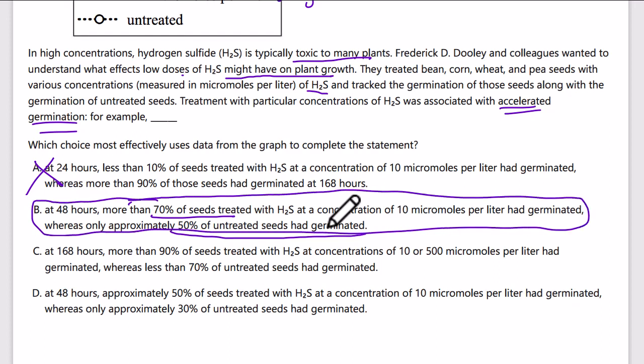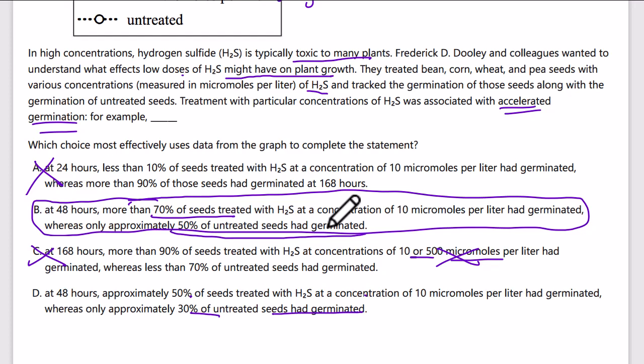Let's check C and D. C: at 168 hours, more than 90% of seeds treated with hydrogen sulfide at 10 or 500 micromoles per liter had germinated. No, that would be our toxic case. That's not what we're trying to prove. D: at 48 hours, approximately 50% of seeds treated with hydrogen sulfide at a concentration of 10, whereas 30% of untreated seeds had germinated. Okay, so at 48 hours, 50% had germinated, whereas only 30% of untreated.